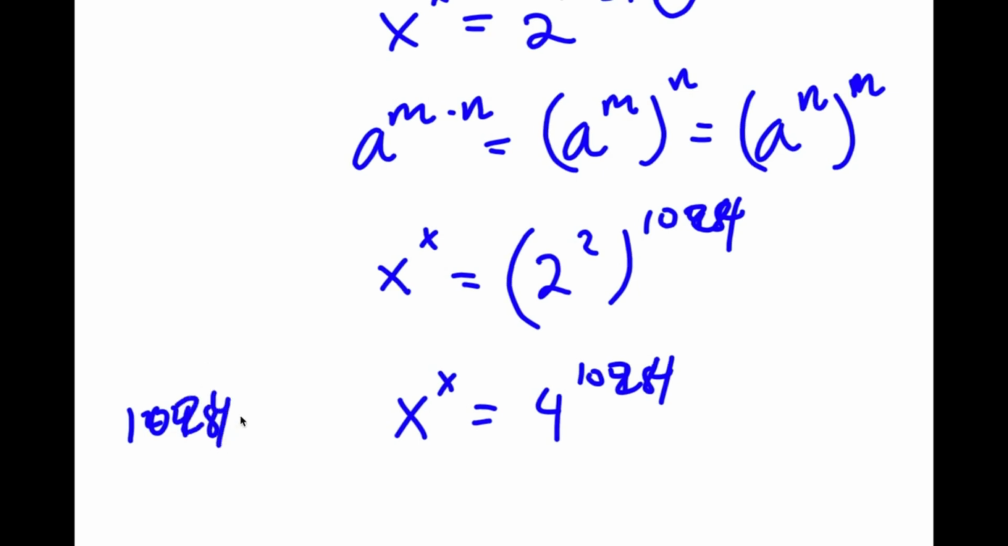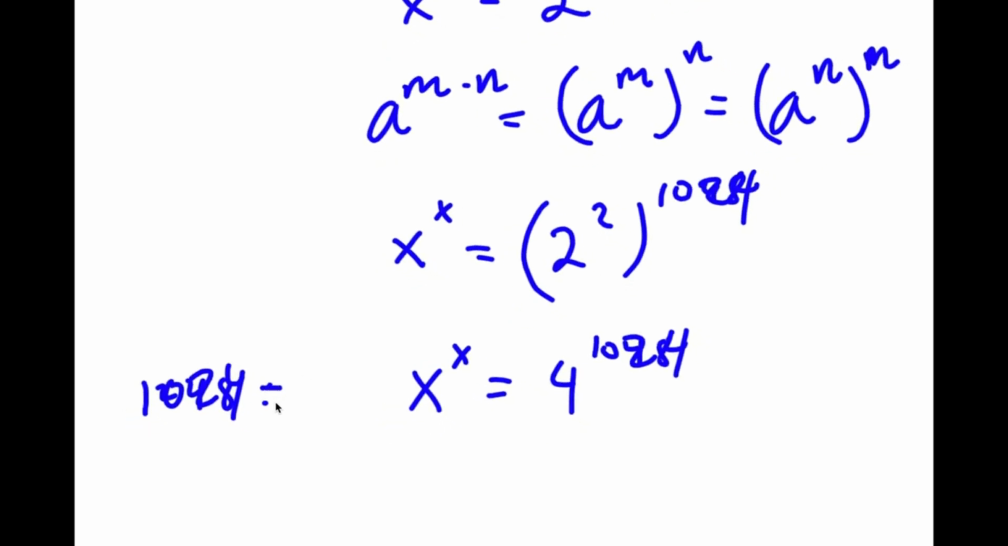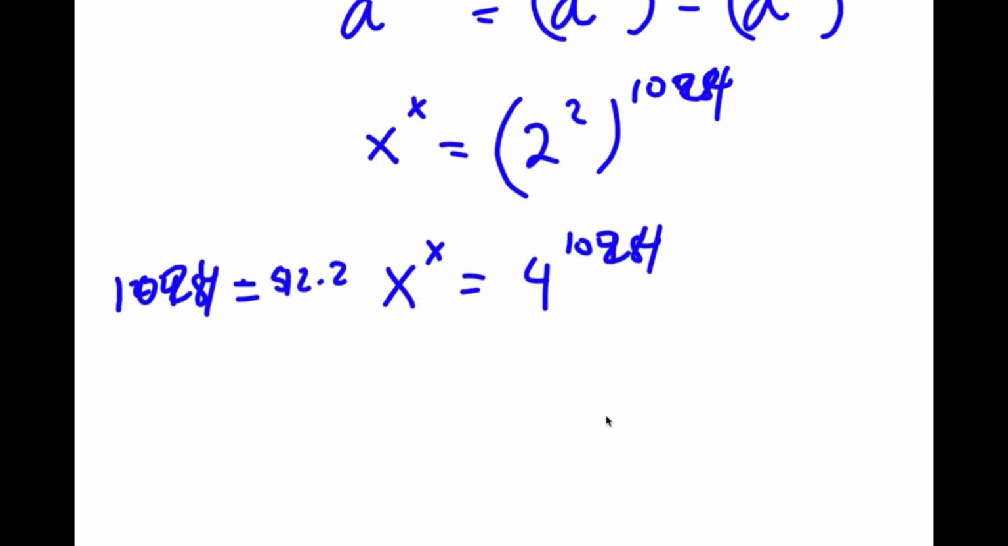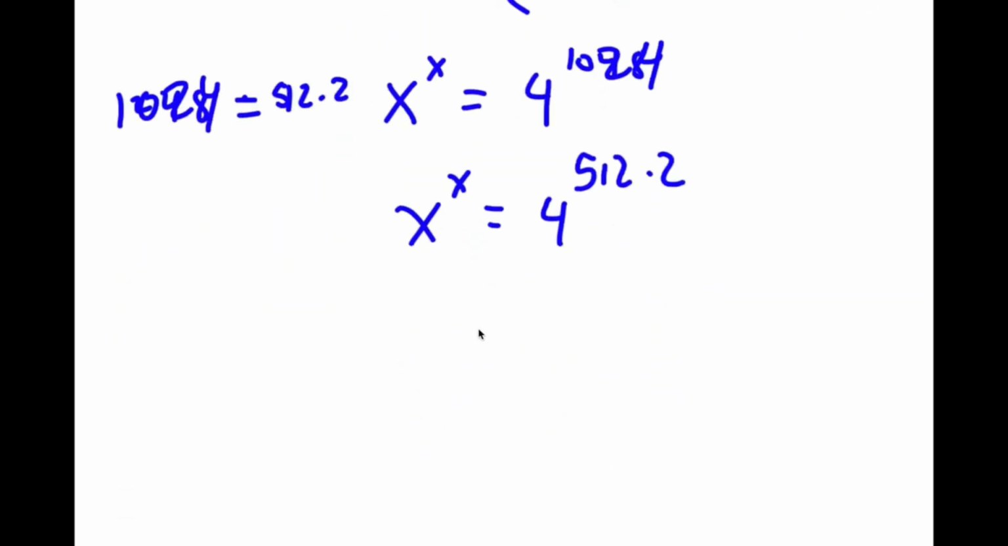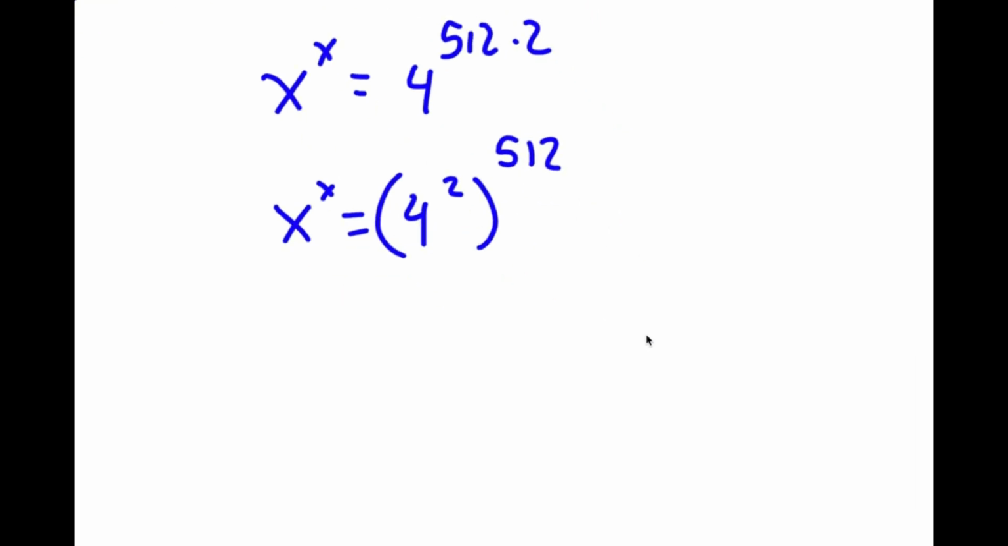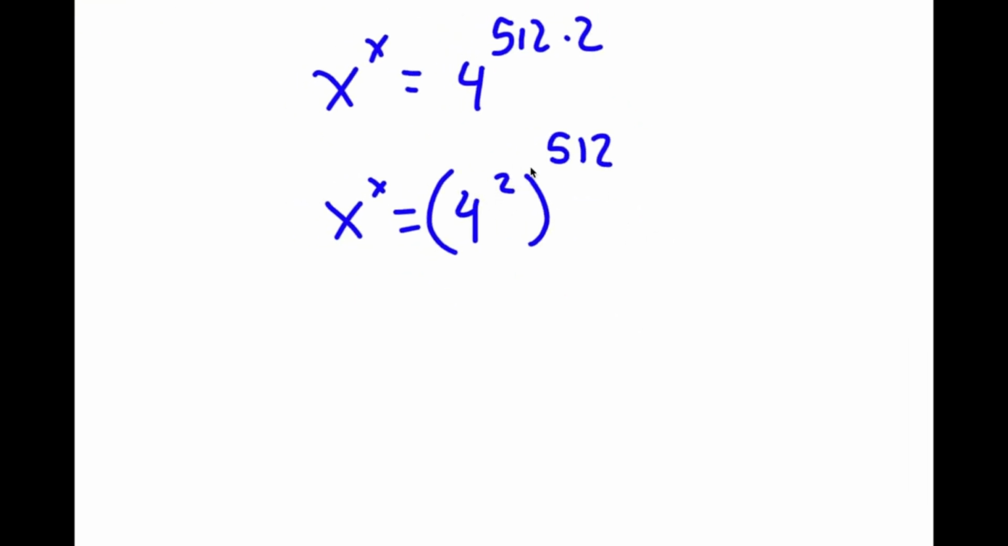So 1024 is equal to 512 times 2. So now I have x to the power of x is equal to 4 to the power of 512 times 2. And again, I'm going to rewrite that as 4 to the power of 2 to the power of 512. Now again, 4 to the power of 2 is obviously 16. So now I have x to the power of x is equal to 16 to the power of 512.